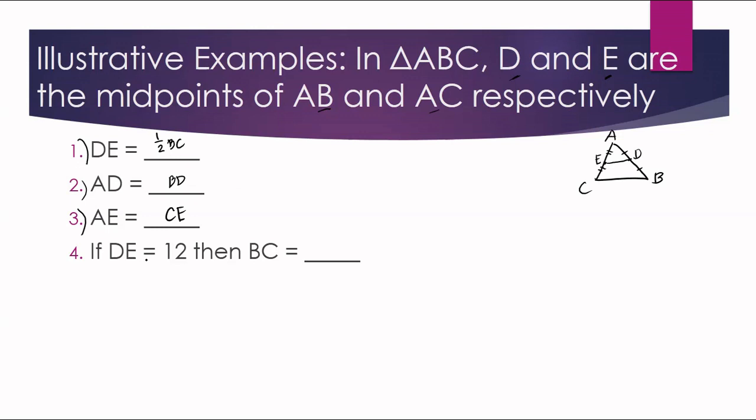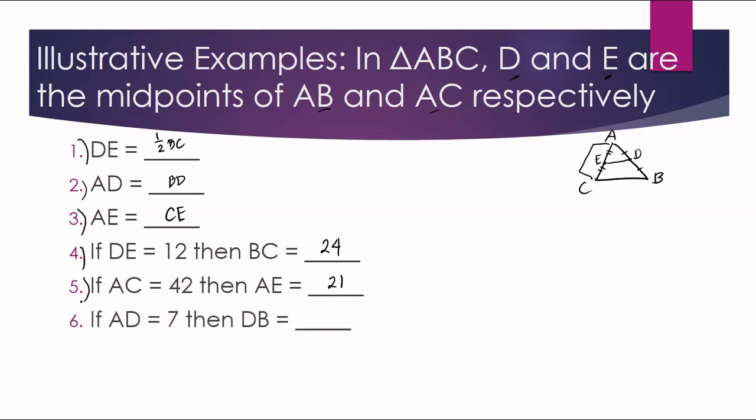Number 4, if DE is equal to 12, what is the measure of BC? Yes, BC is 24 units. And if AC is 42, then what is AE? AC is this side, and we are looking for AE. What is the measure of AE? Yes, it is 1/2 of AC because point E is our midpoint. So what is 1/2 of 42? Yes, 1/2 of 42 is 21. So AE is equal to 21.